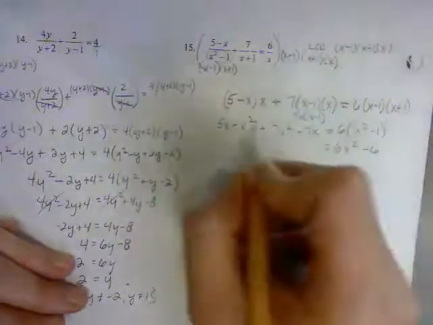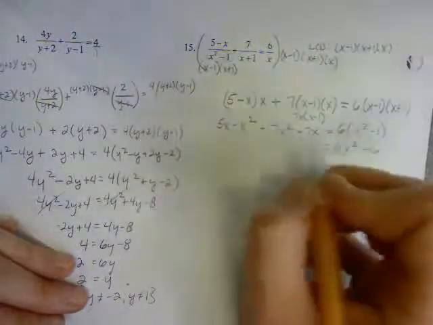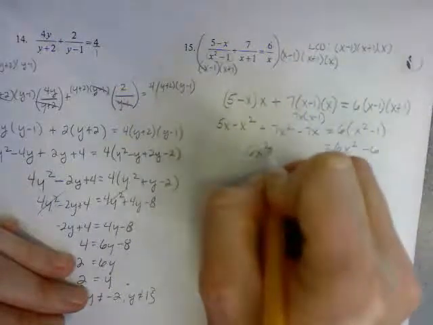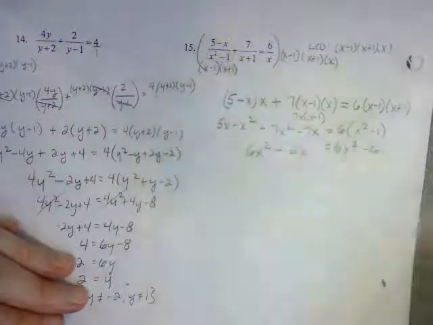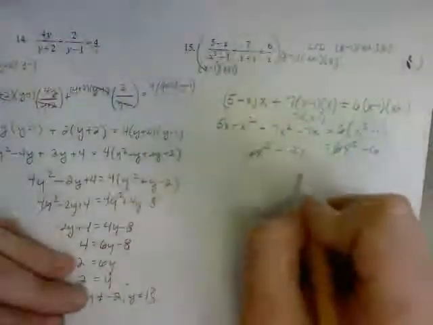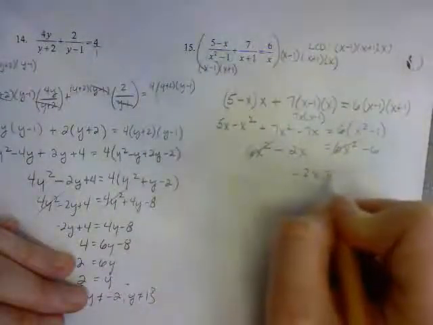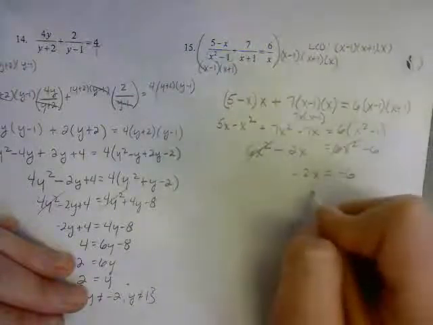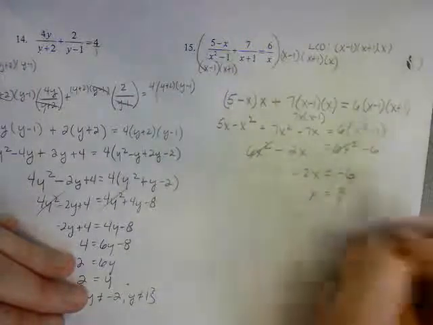Combine some like terms over here, negative x squared and a 7x squared is a 6x squared minus 2x. The 6x squareds end up canceling, so I'm left with a negative 2x equals negative 6. So x will end up equaling 3.